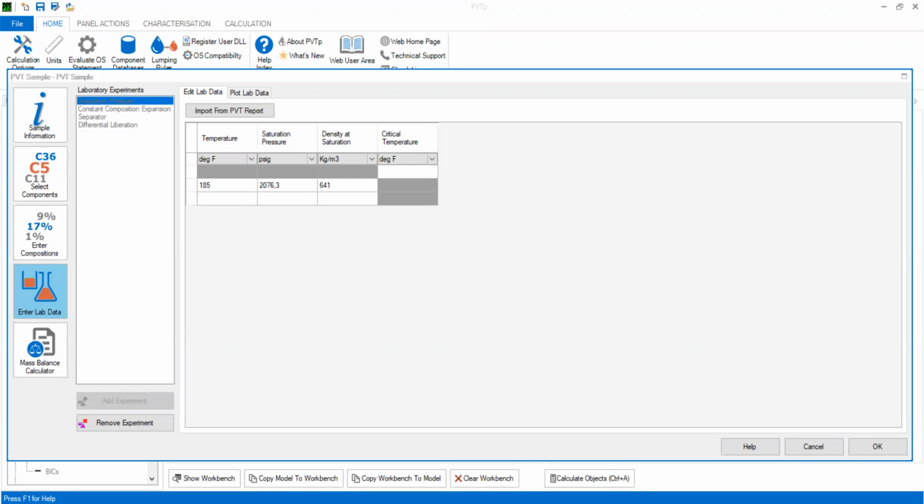So we will continue our learning on oil modeling with PVTP software. It's a very powerful tool for PVT modeling, fluid modeling. In the previous video, we completed the enter lab data section, so we are almost there for PVT sample section completion. In today's video, we are going to talk about the mass balance calculator for quality check.